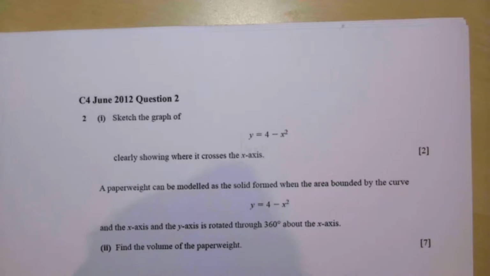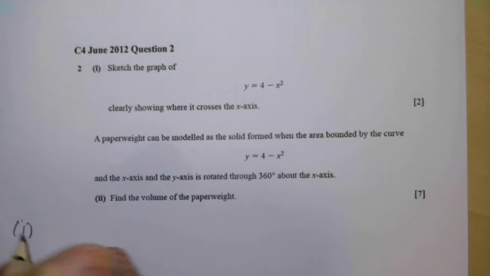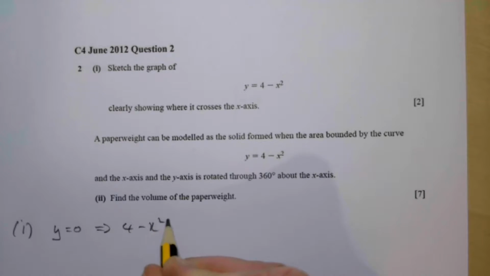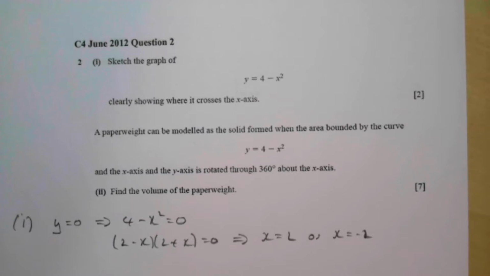the x-axis. So we would know that this graph crosses the x-axis whenever we put y equal to 0. So if we put y equal to 0, we get 4 minus x squared is 0. We can solve this a couple of different ways. You can take the x squared over, but I'm going to factorize it. So it's (2 minus x)(2 plus x) equals 0. That gives me x is 2, or x is minus 2. So that's where it crosses the x-axis.